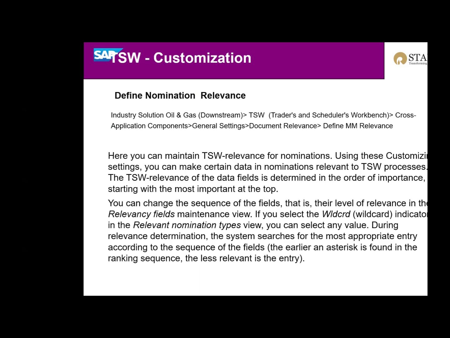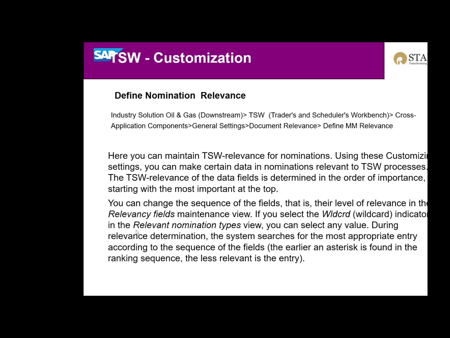Define nomination relevance. Here you can maintain TSW relevance for nominations. So using this customizing, you can make certain data in a nomination relevant to the TSW process. We have seen the purchasing and sales document relevance. This is the TSW document nomination, nomination tickets. So you can change the sequence of the fields, that is their level of relevance in the relevancy fields maintenance view.